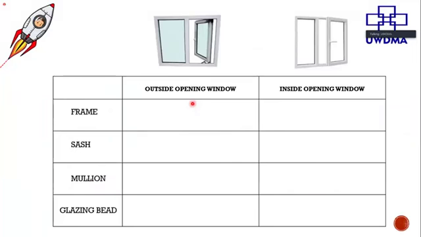Now as you can see, there are two windows here, right? On the left side I have a fixed window, and on the right side I have an openable sash. So here it is fixed, here it is fixed, okay? But this sash is opening outside, and this sash is opening inside.